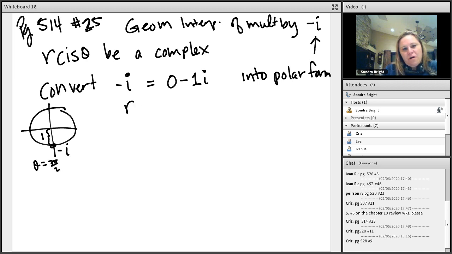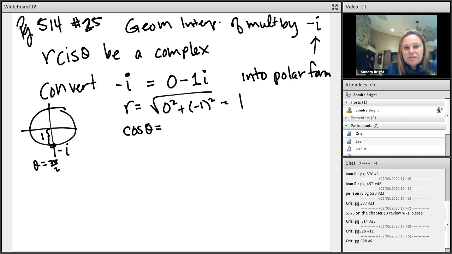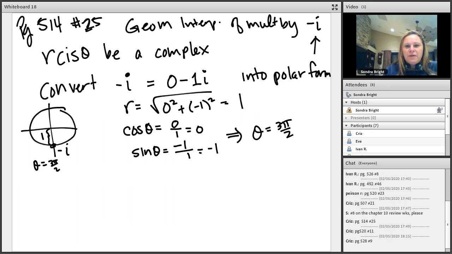Your r would be the square root of 0 squared plus negative 1 squared, which ends up giving you the square root of 1, which is 1. And then cosine of your angle is x over r, so 0 over 1, which is 0. And sine of theta is y over r, so negative 1 over 1, which is negative 1. Putting those together, your theta is 3 pi over 2. So in polar form, r cis theta, negative i is 1 cis 3 pi over 2.